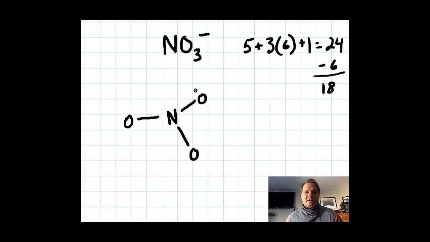Start with the perimeter, giving everyone access to 8. So there's 6, 12, 18. Now I am showing the 24 electrons. But, sure, this guy has access to 8. This oxygen has access to 8. This one has access to 8. But my nitrogen does not have access to 8. There's a problem.